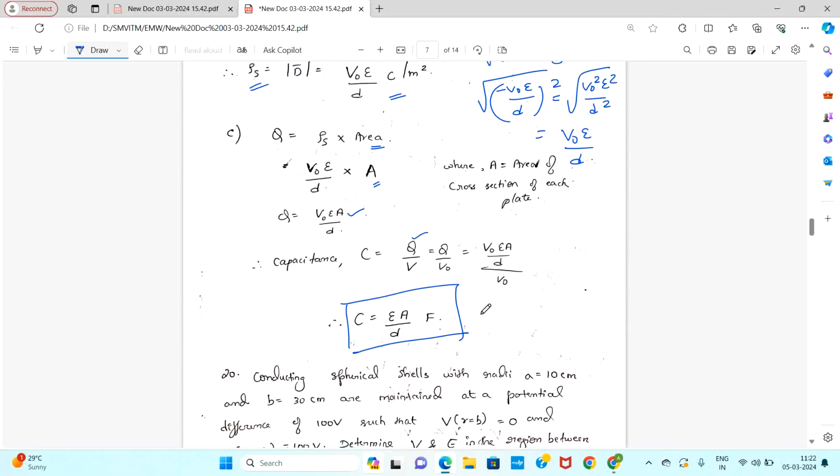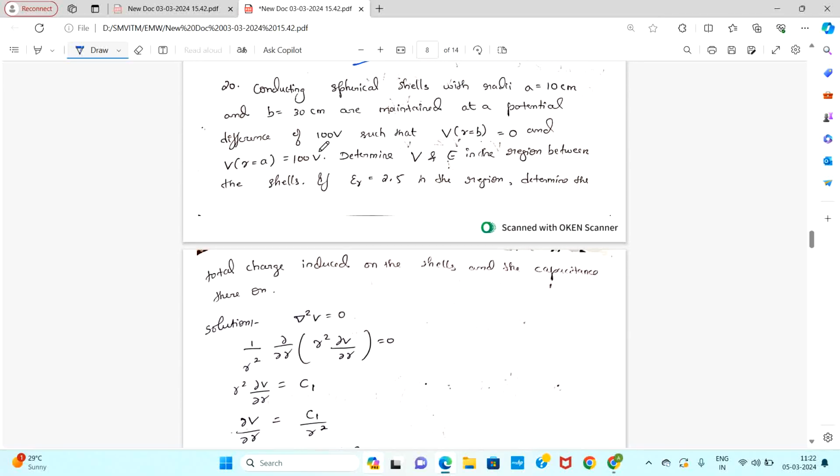Right. So we'll move on to the fourth problem under this. Again, conducting spherical shells with radius A and B, and values are mentioned. It's again a spherical coordinate system. It's maintained at a potential difference of 100 volts, such that V at R equal to B is 0 and V at R equal to A is 100. These are the boundary conditions.